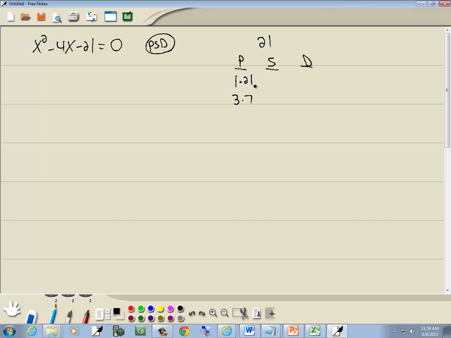In the S column, we add these numbers together. 1 plus 21 is 22, 3 plus 7 is 10. Difference column, we subtract smaller from larger. 21 minus 1 is 20, 7 minus 3 is 4. Now, the number we're looking for is the number in our middle term, which is 4, which means we're going to use 3 and 7.